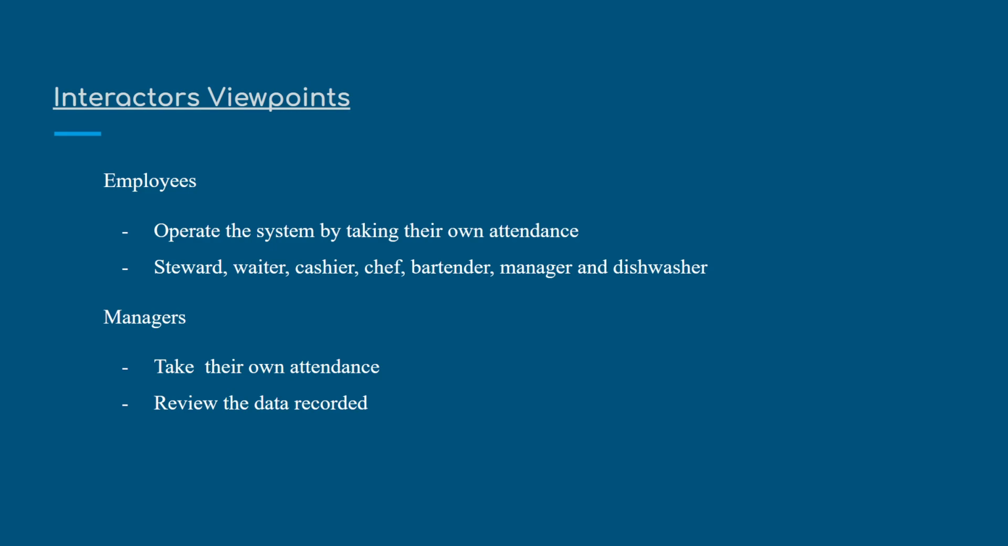So the employee operates the system by taking their own attendance. For example, types of employees are steward, waitress, cashier, chef, bartender, manager, and dishwasher. For the manager, they also take their own attendance, but they can review the data recorded to prevent employees from entering the wrong information or taking attendance for other people.